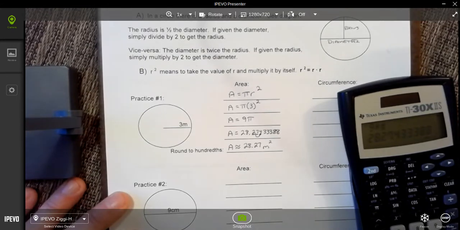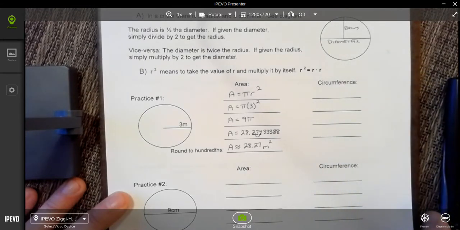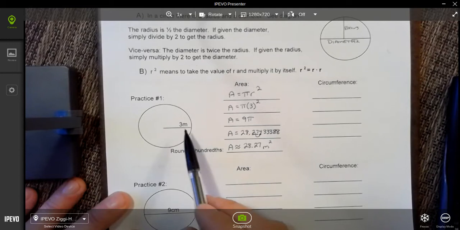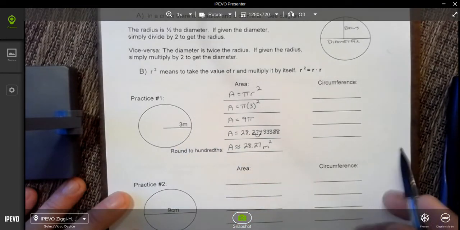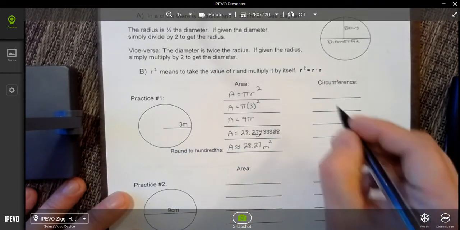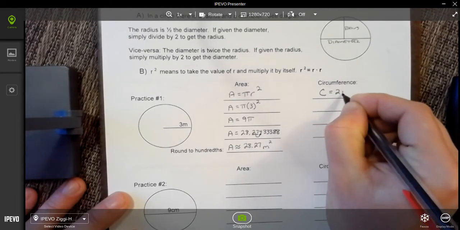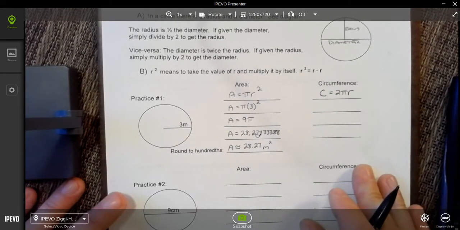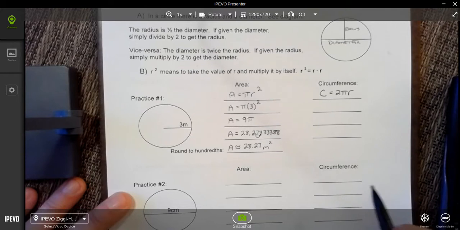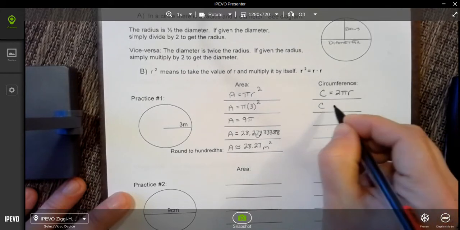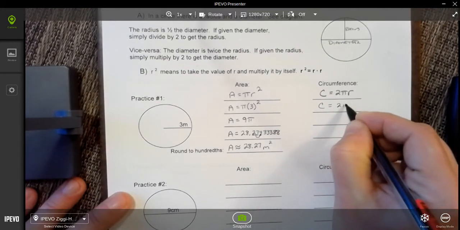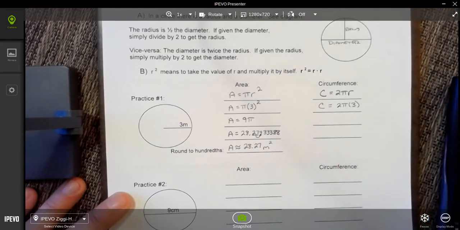Okay, now we're ready to move on and calculate our circumference. Remember, there were two formulas for circumference, one that uses the radius, one that uses the diameter. Since we have the radius in our circle, let's use the circumference formula that uses radius. C equals 2 pi r. And now we're ready to do just like we did with the area. We're going to substitute in the value of the radius first. C equals 2 pi times 3.